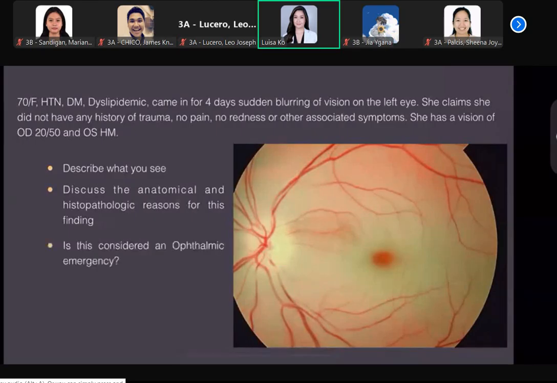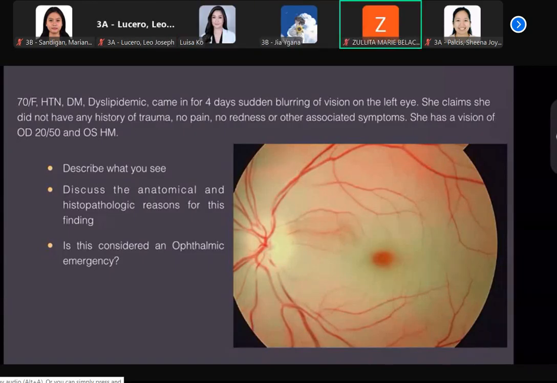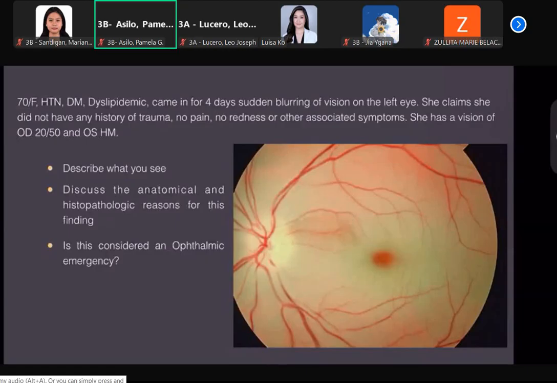Is this considered an ophthalmic emergency in this case? You've discussed ophthalmic emergencies already, no? Anyway, did you discuss emergencies? Yes, no. So in this case of a 70-year-old female with 4 days of blurring of vision, is this considered an ophthalmic emergency? Yes, doc. CRAO is an absolute ophthalmic emergency. We all agree? Yes, no.